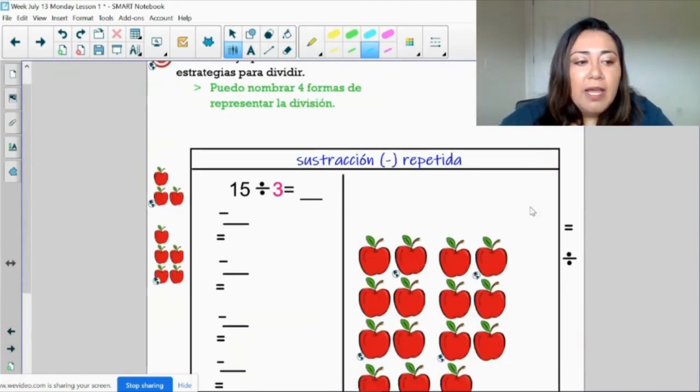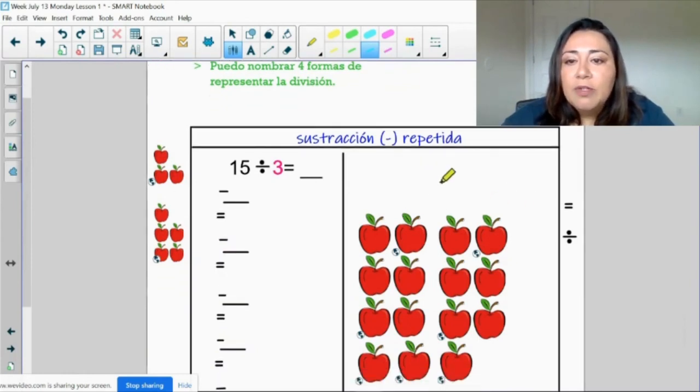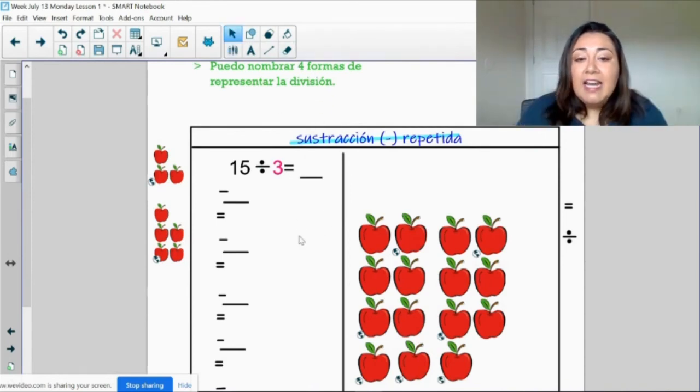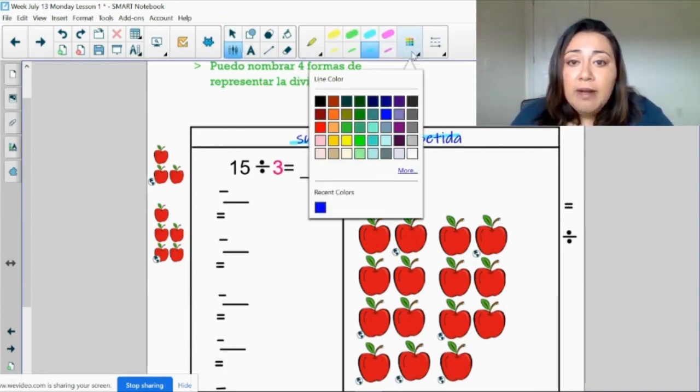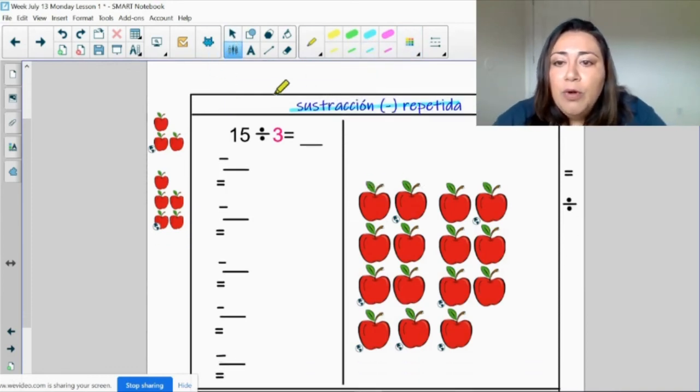Ahora vamos a ver un ejemplo más a fondo. Aquí tenemos 15 dividido por 3. Nuestra estrategia va a ser sustracción repetida. Entonces, eso quiere decir que yo voy a restar hasta llegar a 0 y voy a ver cuántos grupos de 3 pude o tengo que sustraer. Muy bien. Para ayudarme voy a agarrar mi plumón. Muy bien, 15 dividido por 3.